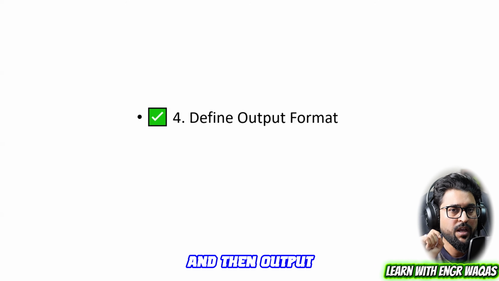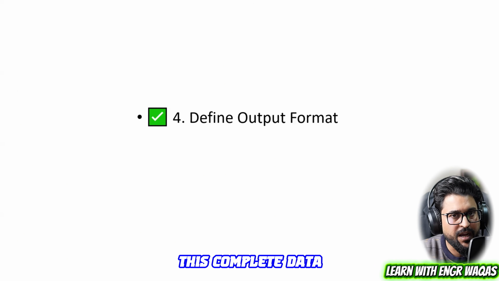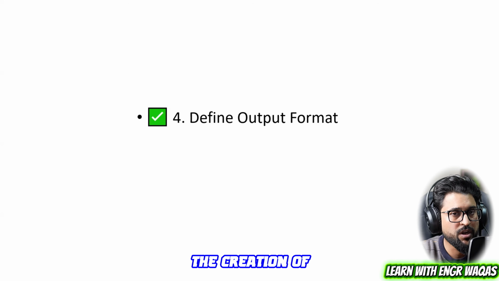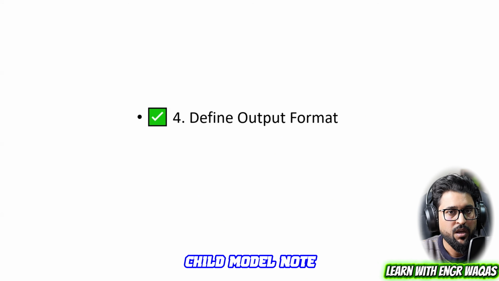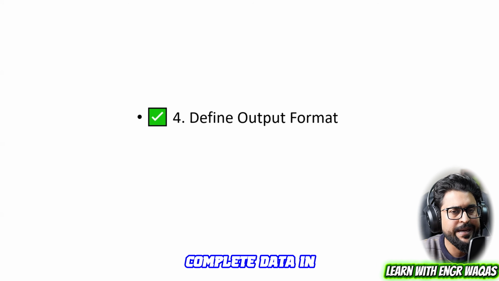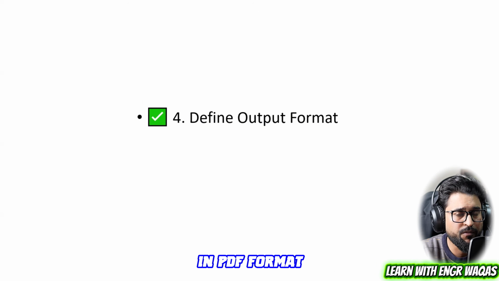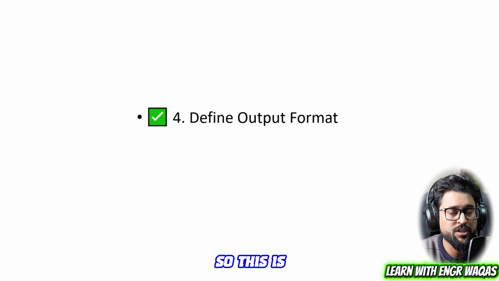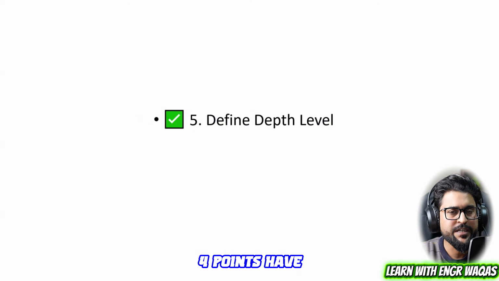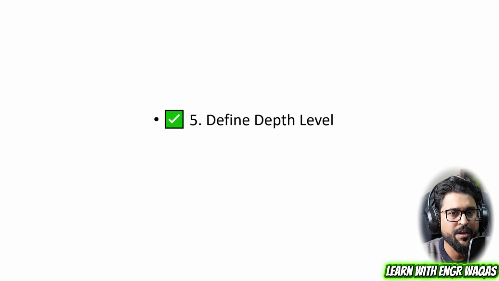And then the output: in which format you want this complete data. If I talk about the creation of a WBS, there are different kinds of structures like the parent-child model and node format. It also matters whether you want this complete data in Word format, PDF format, plain format, node format, or Excel format. So this is very important to mention in the prompt. All these four points are primary, basic, and mandatory to mention in every single prompt.